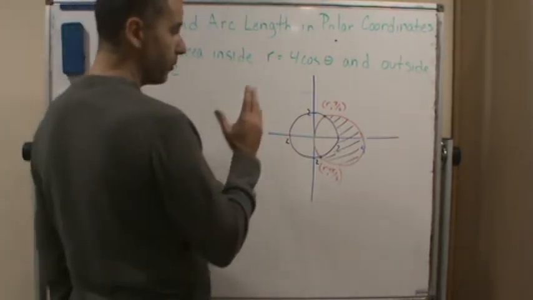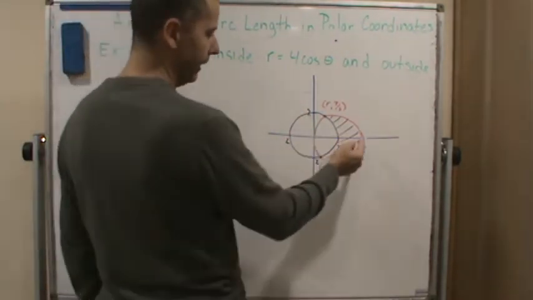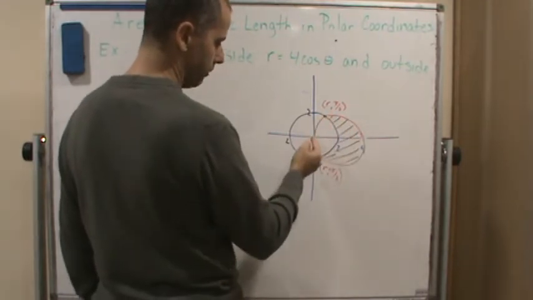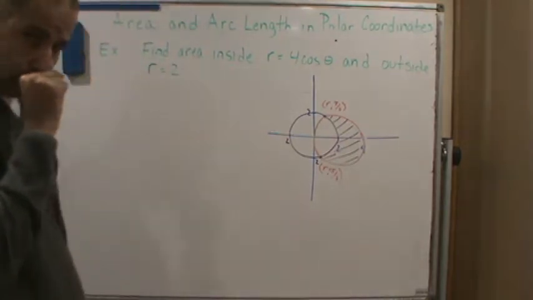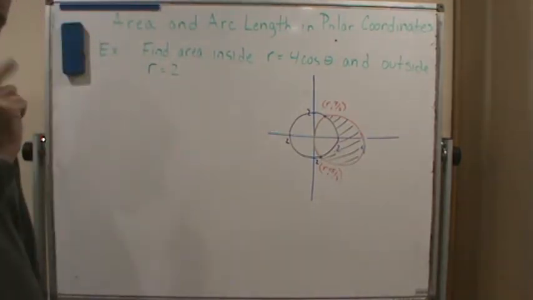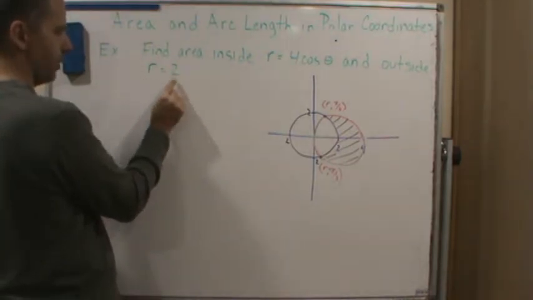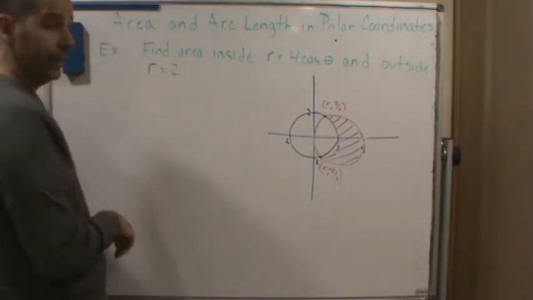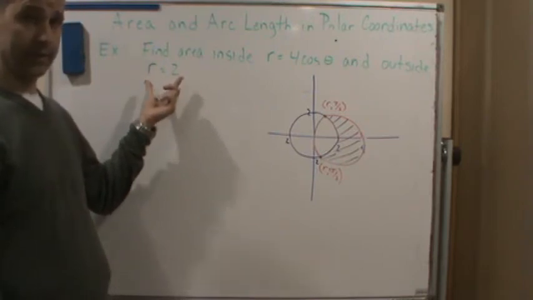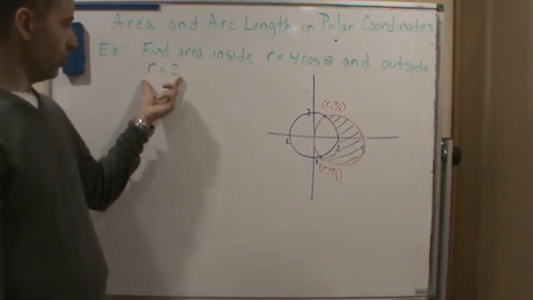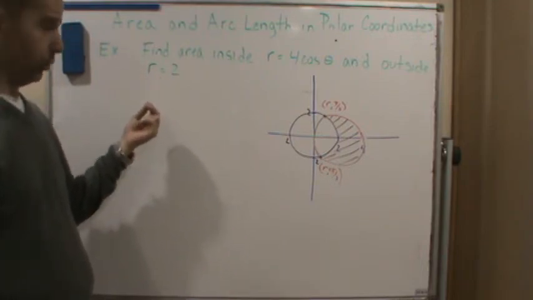What that means is that from 0 to 2 pi, it's tracing this curve twice, okay? So that's one thing to keep in mind. And then, of course, this is just a circle of radius 2. Why? Because there's no theta. It's independent of theta, so no matter what value of theta we have, the radius will always be 2.